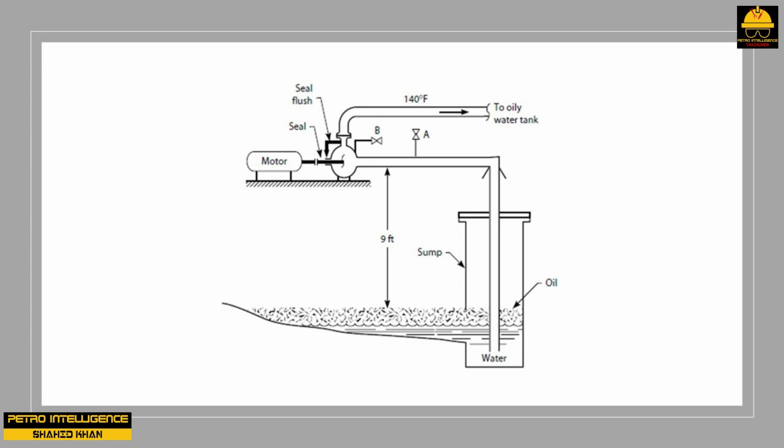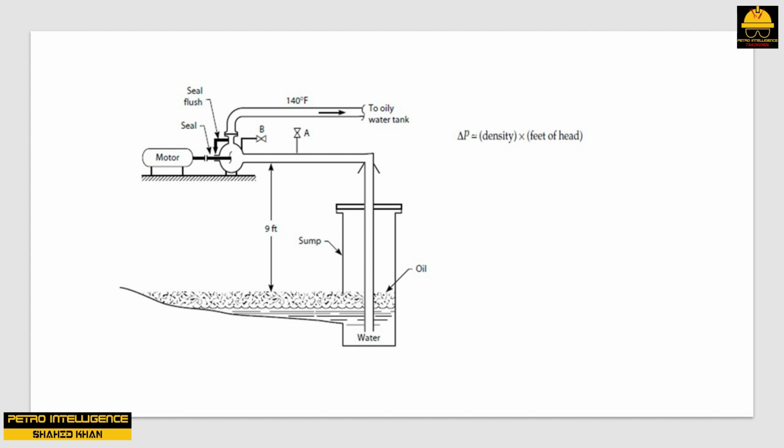The cause of this odd behavior is that the water level in the sump had dropped. A layer of oil with a specific gravity of 0.70 had been drawn into the suction of the pump. The feet of head developed by the pump had not changed. But a pump's discharge pressure, delta P, is proportional to density times feet of head. As the specific gravity of the liquid had dropped by 30%, so had the pump discharge pressure. The amperage load on the motor driver is also proportional to the weight of liquid pumped, which also changes with the specific gravity of the liquid.